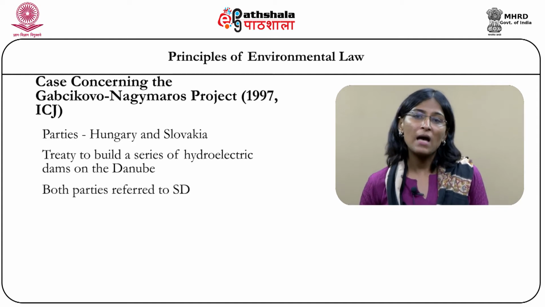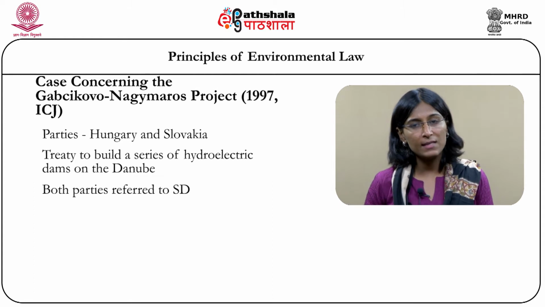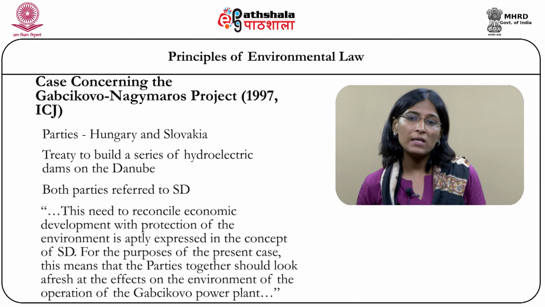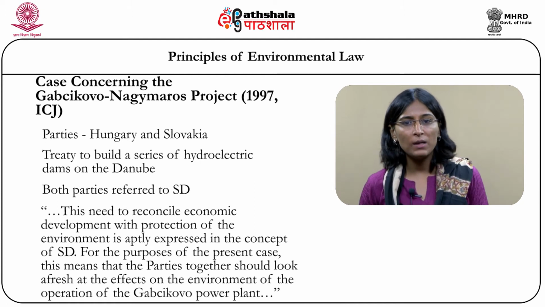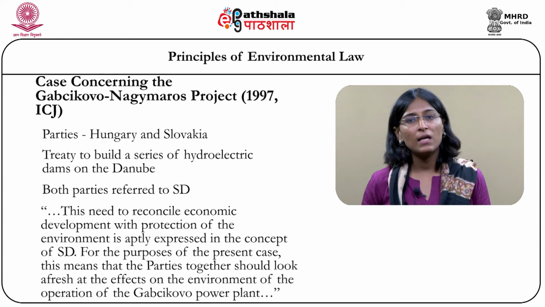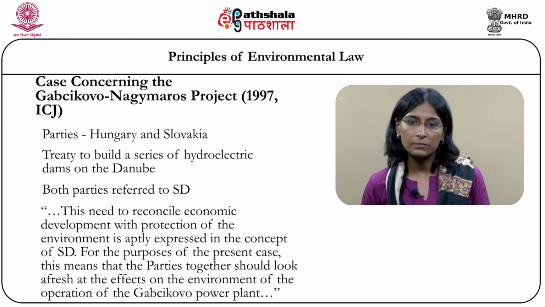Both of the parties, Hungary and Slovakia, referred to sustainable development in this case, and the ICJ noted this need to reconcile economic development with protection of the environment is aptly expressed in the concept of sustainable development. For the purposes of the present case, this means that the parties together should look afresh at the effects on the environment of the operation of the Gabcikovo power plant.